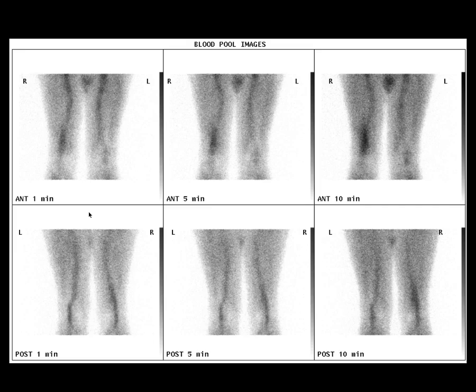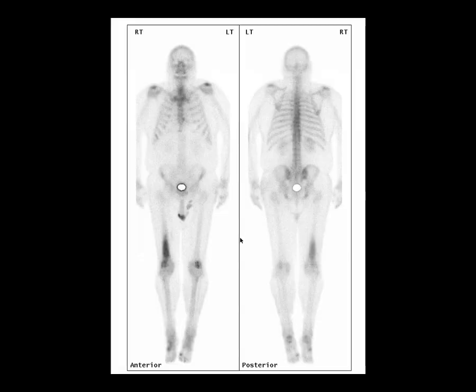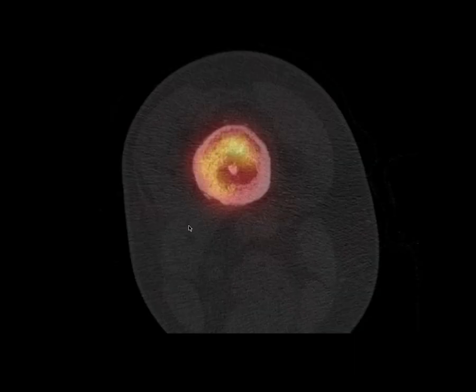Now we can also image patients for chronic infection. This is a patient with suspected chronic osteomyelitis. The vascular and the blood pool phase here is showing increased activity in the right distal femur. We've done a whole body examination here. This is the delayed phase showing increased activity. And we've done a SPECT CT here.